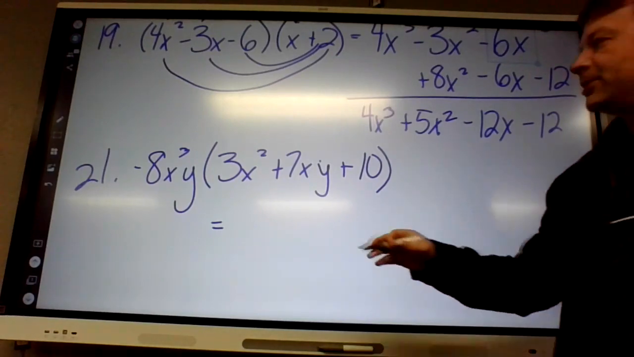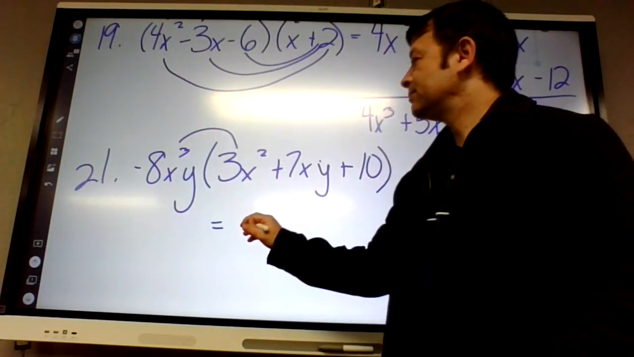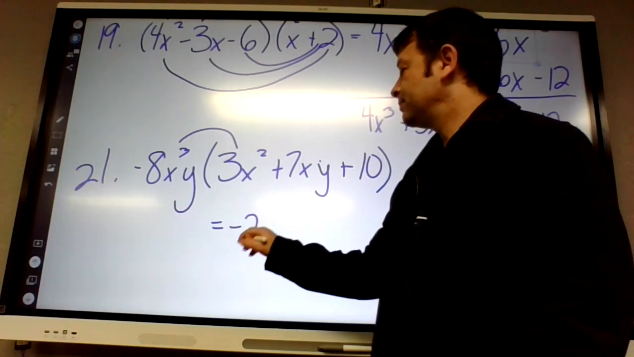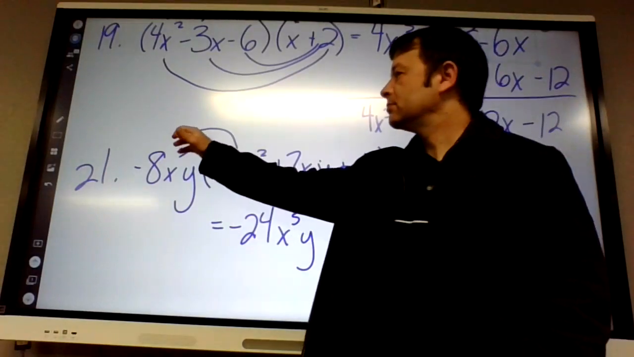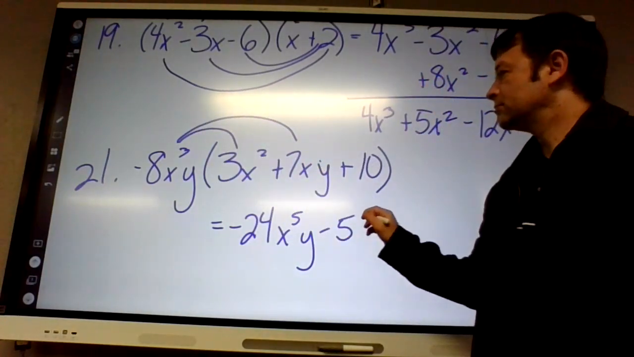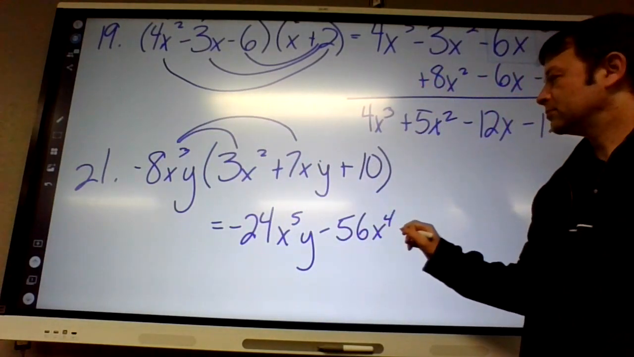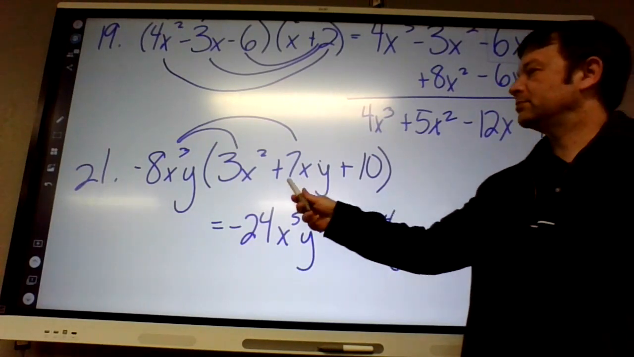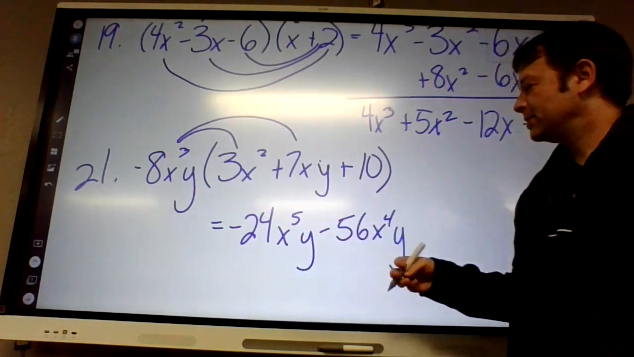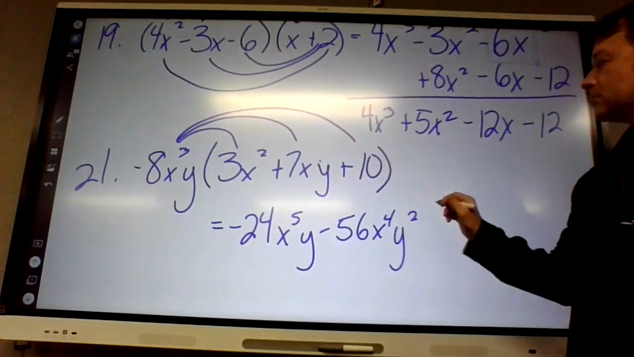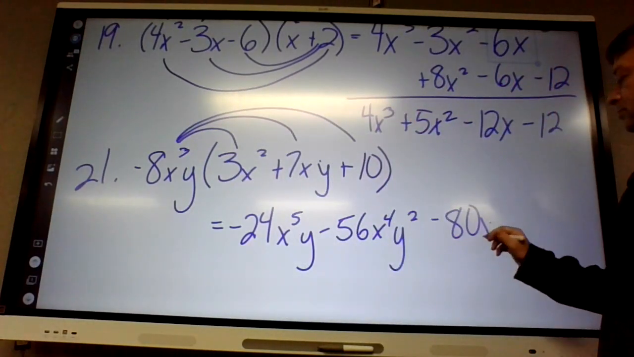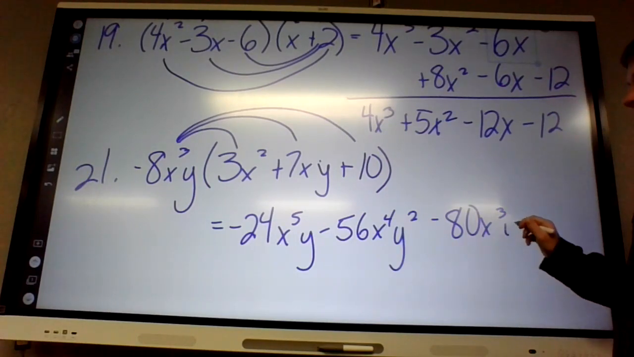Skylar, what's the first term going to be? Do negative 8 times 3. Yeah. So negative 24 x to the 5th y. Yep. And then you do minus 56 x to the 4th y. Minus, try again on the y's. Oh, y squared. Okay. Then minus 80 x to the 3rd y. Yep.